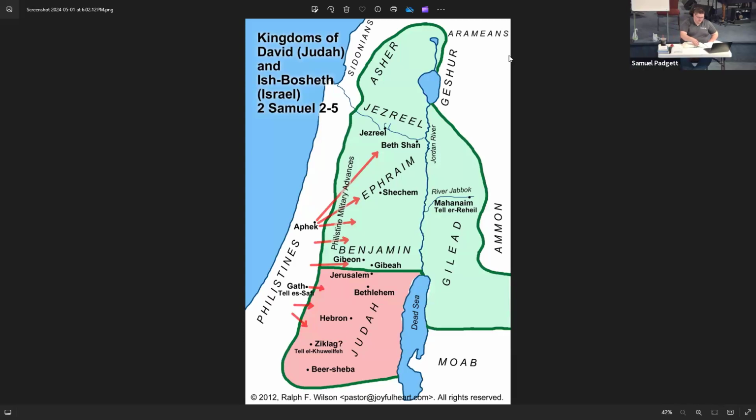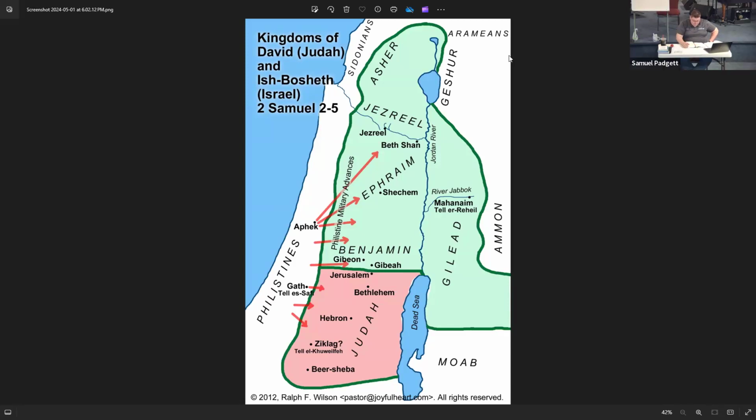And so if we look at 2 Samuel chapter 5. Yeah, I'm trying to remember. This is where it mentions that he's in Hebron for 7.5 years. And then the next paragraph is about Jerusalem. Verse 6.